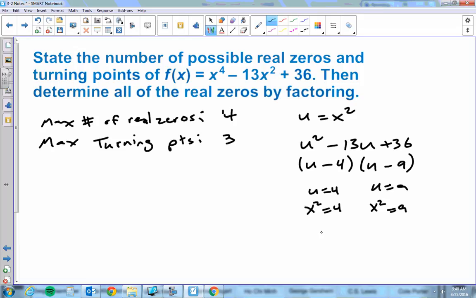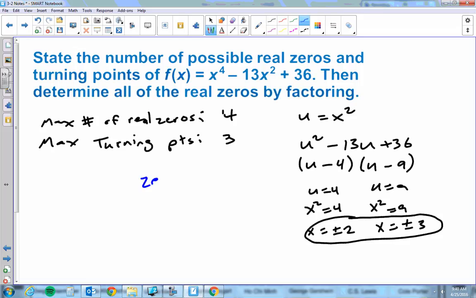And x squared does not equal 4 when x is 2. It equals 4 when x is 2 or negative 2. Here the answer is not 3, it's 3 or negative 3. And technically we're done. It just said determine all the real zeros, and we did that. Okay? I do want to take this a step further, though.